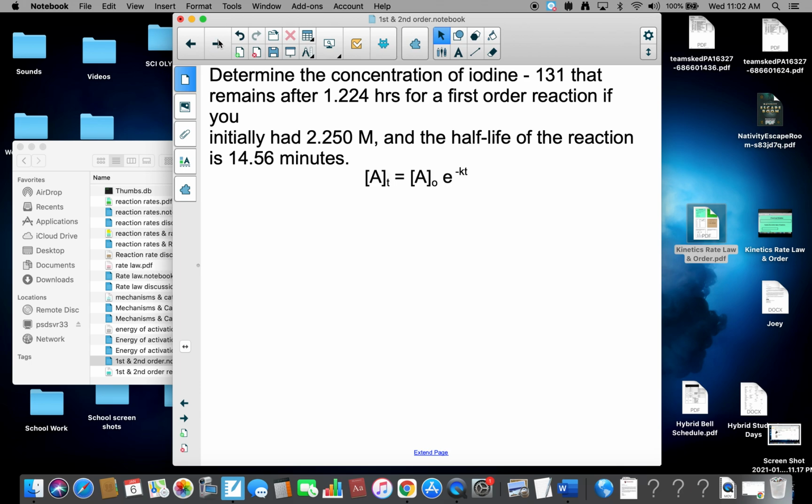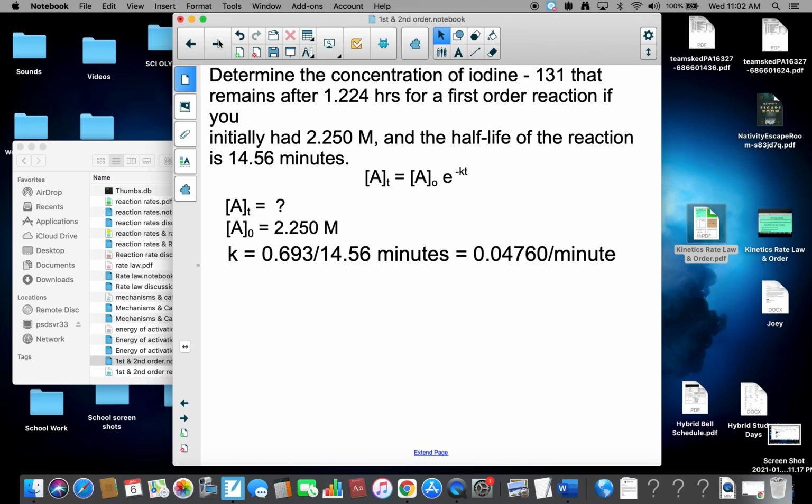All right, so we use the second equation since we're trying to find the amount that remains, A sub t. We don't know it. A_0 is 2.250 molar. My k is 0.693 over t_1/2, and for my problem, that's 14.56 minutes. We solve that through, we get 0.04760 per minute, and t is 1.224 hours. But if you look at it, my hours aren't going to match up with minutes, so I have to convert them, and 60 minutes is 1 hour, so I get 73.44 minutes.